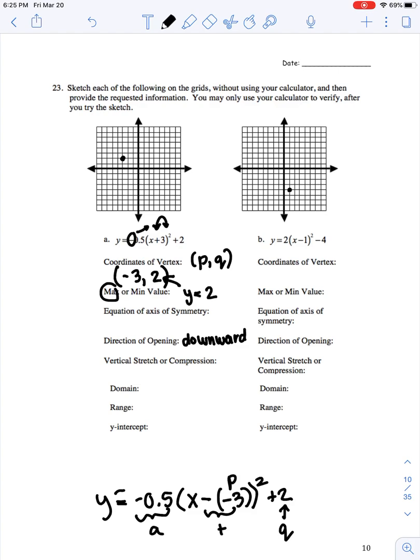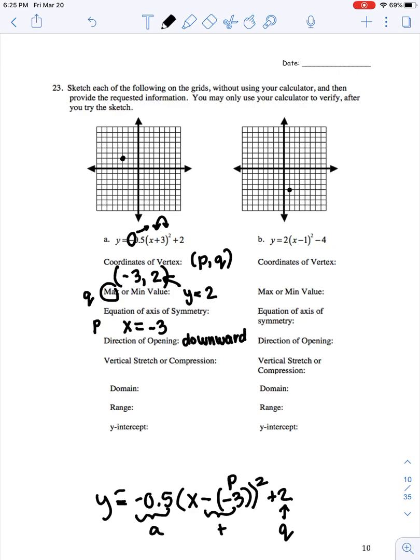The axis of symmetry is always going to match your p value. So remember, this is going to be your q value for the max or min value. Your equation of your axis of symmetry should always match your p value. So in our case, it's always going to be x equals, and then our p value is -3. So that's the line that cuts it straight down the middle.